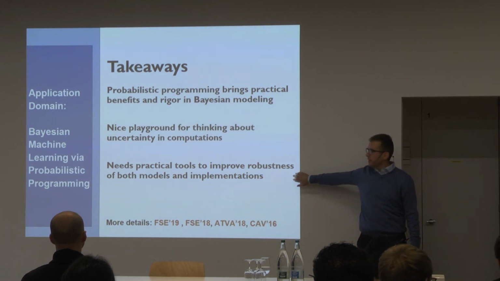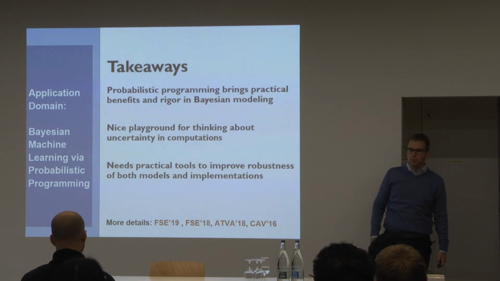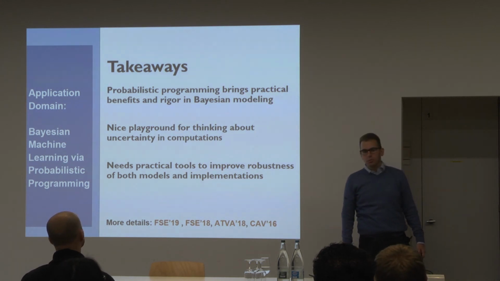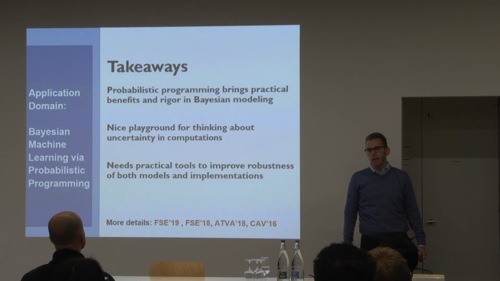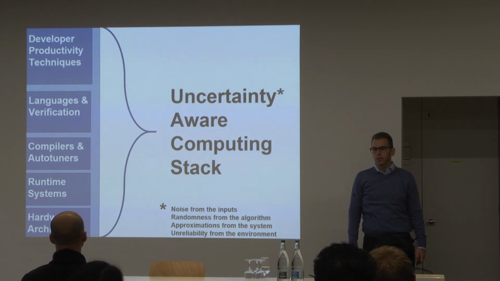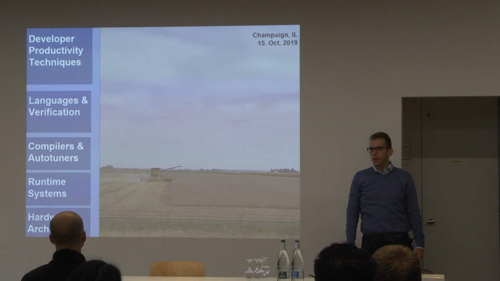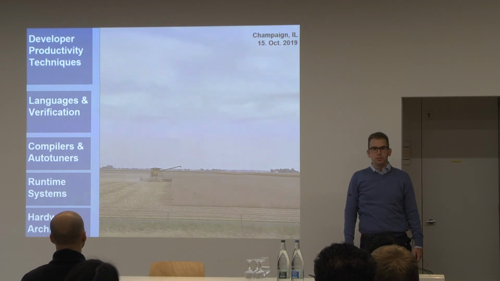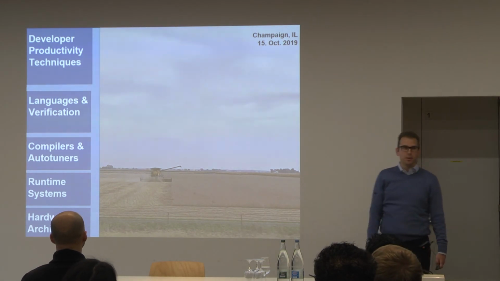And what we need and what we're getting to is more practical tools to improve robustness of both models and implementations. Now, this is just one part of the stack. The rest of the stack is you can think about uncertainty in all parts of the stack, and this is what we're working on in my group. So we had some luck with some papers, and if you ask me what are we doing right now, well, as I'm giving this talk, the students said they're hard at work. So this is what's going on in Illinois.